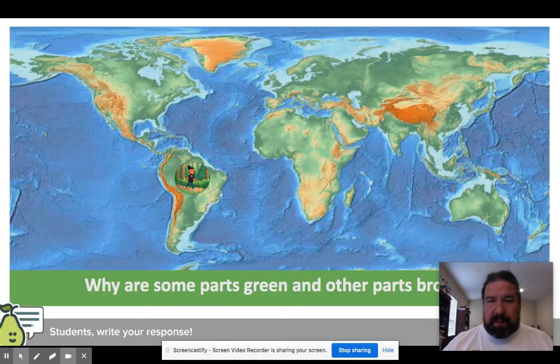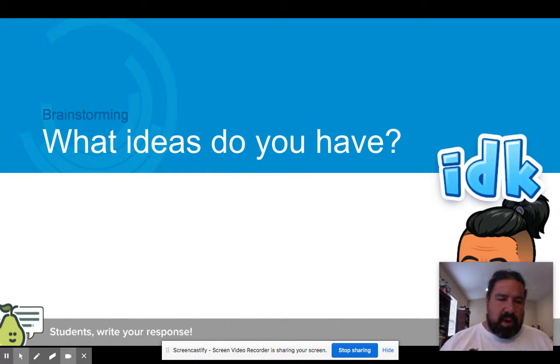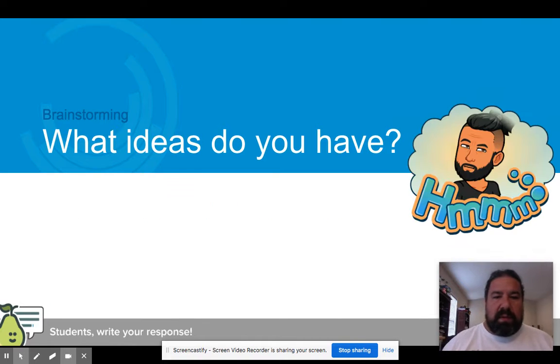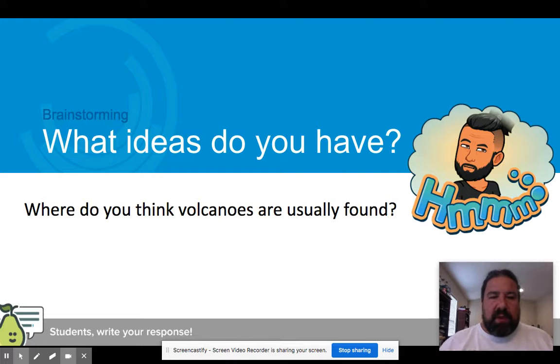Now, if you notice on this map, there's parts of the map that are brown, large brown areas, and if you know anything about those areas, then that might be a good clue to why they're different. So, what ideas do you have? What do you know or have you heard about volcanoes? You're going to write in what you know or what you've heard about volcanoes here. And then what ideas do you have? Where do you think volcanoes are usually found? And that's just to get started.